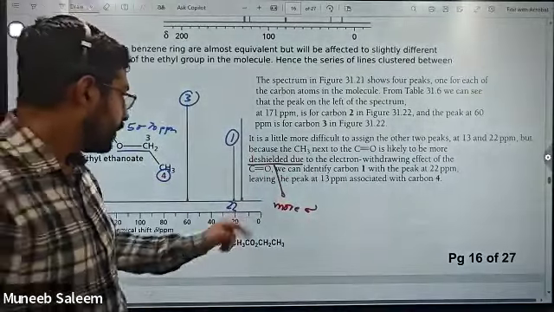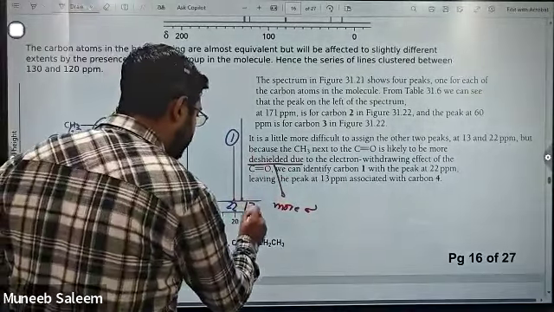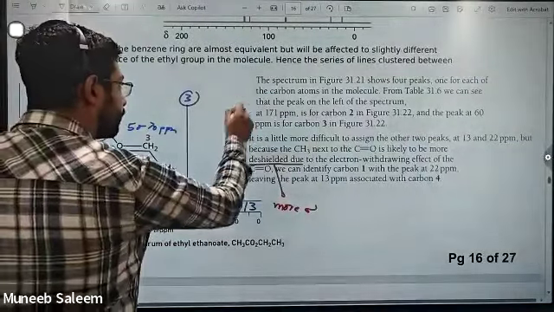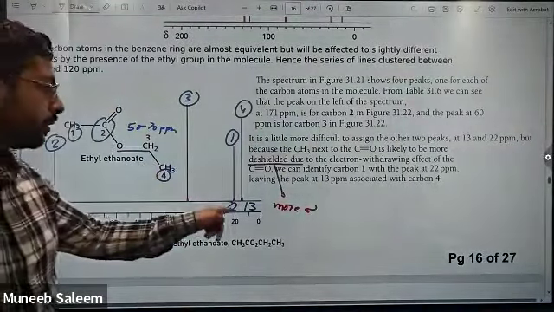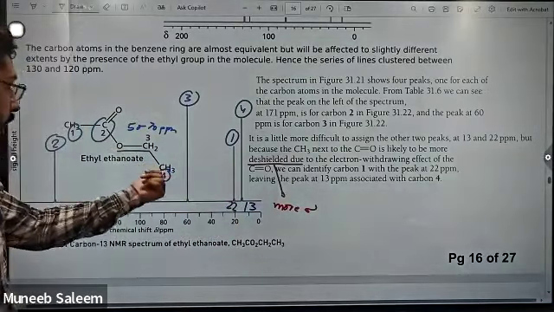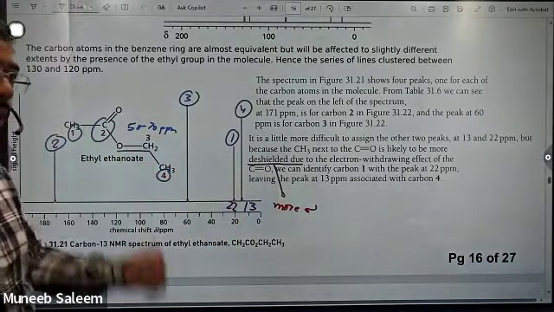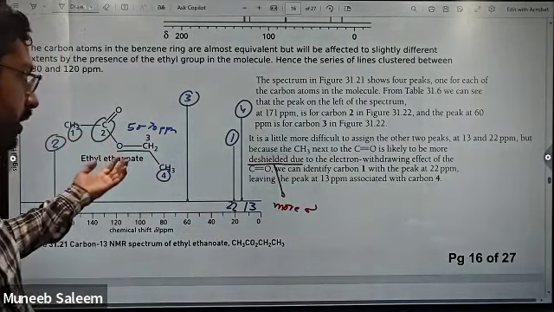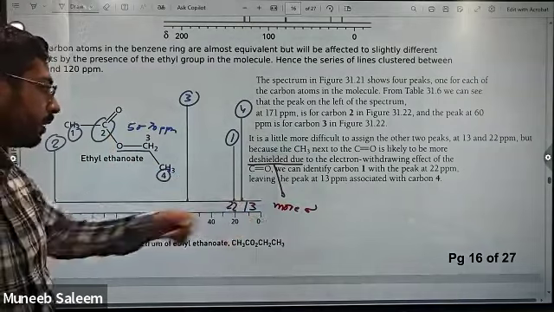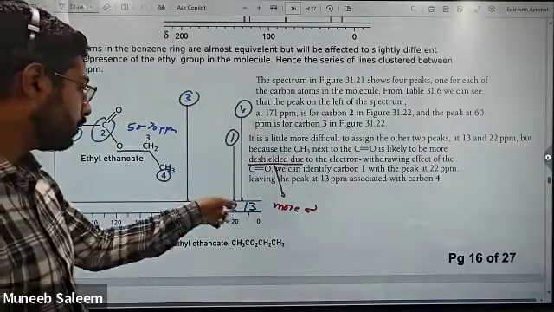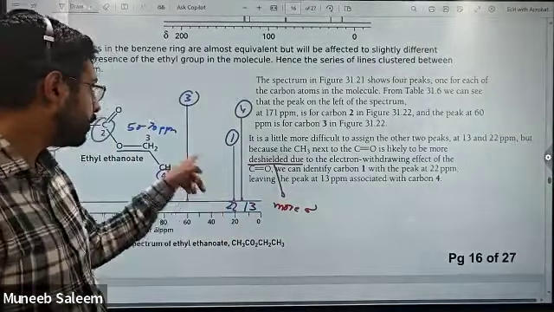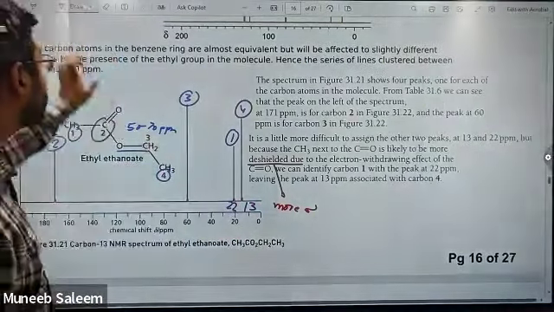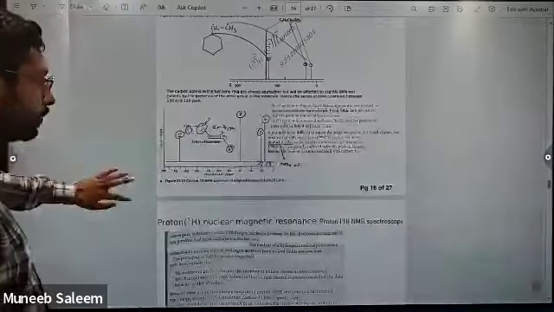Leaving the peak at 13 ppm, this is 13 ppm over here, and that belongs to carbon number 4. So carbon number 4 over here belongs to this one because it is at a larger distance from the carboxylic group. So the one which is next to the carbonyl group is more deshielded, having more sigma value between these two. So that's why 22 was the one belonging to the carbon number 1. So that's how we have just completed the carbon-13 NMR spectroscopy.